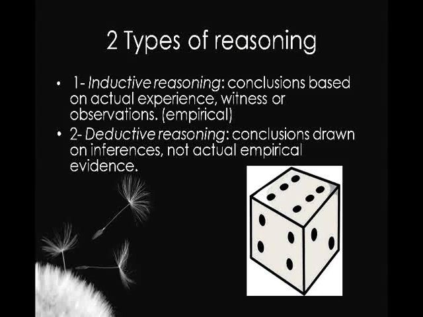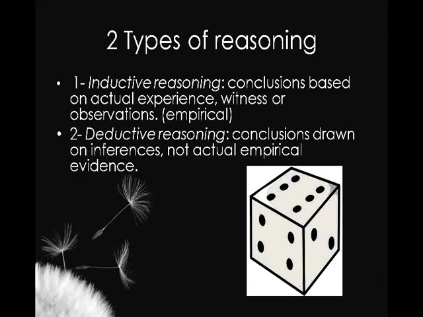When you're writing your conclusion, you can use two types of reasoning to determine if the data is supporting your hypothesis or not. Those types of reasoning are inductive and deductive. Inductive reasoning is when you have a conclusion based on an actual experience, like an eyewitness account, an actual observation. That's called empirical evidence. The second type is deductive reasoning, in which conclusions can be drawn on inference rather than empirical evidence.